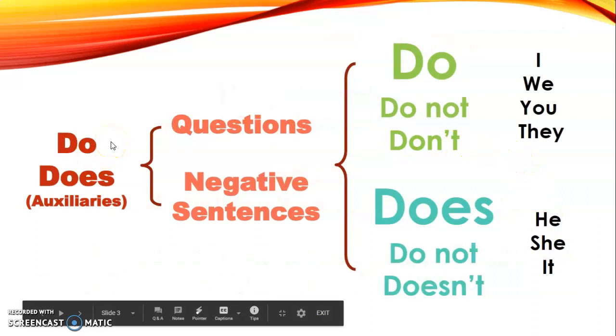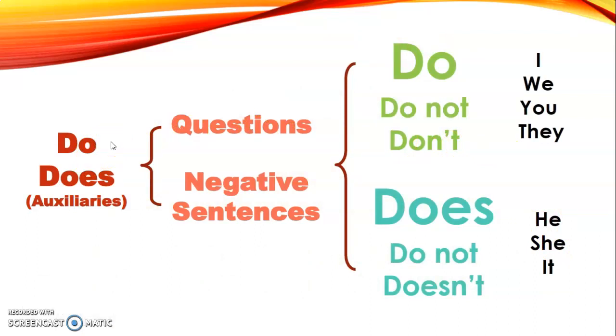When we use the simple present tense, it's very important to know very well the auxiliaries do and does. Cuando nosotros utilizamos el presente simple, es muy importante conocer los auxiliares do and does. The auxiliaries are very important because they give us the opportunity to build questions and negative sentences. Los auxiliares do and does son muy importantes porque ellos nos brindan la oportunidad de hacer preguntas y oraciones negativas.